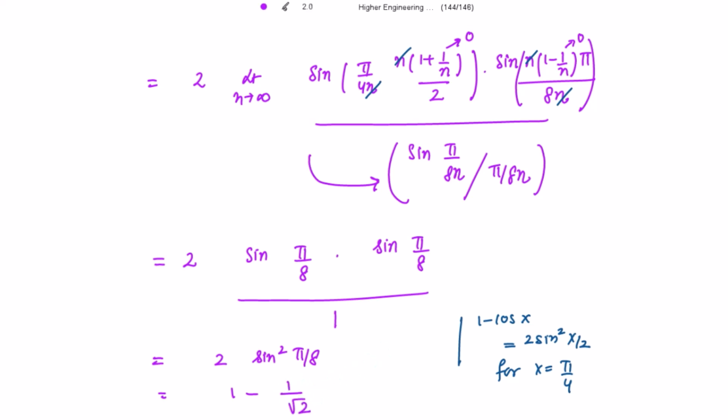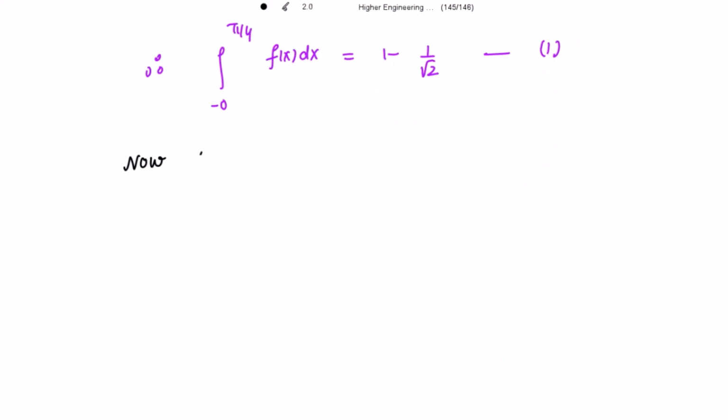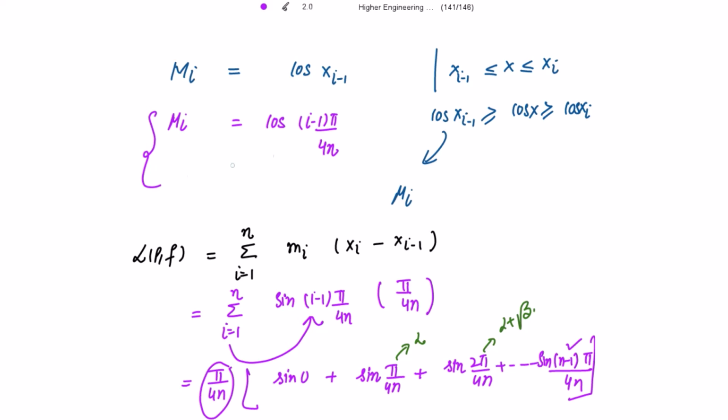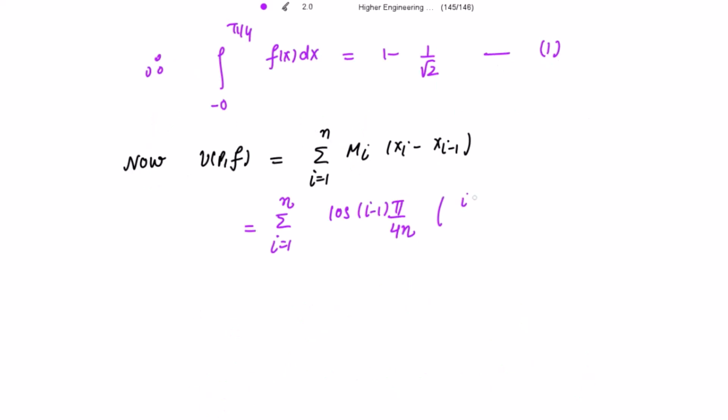So the lower Riemann integral is 1 minus 1 by root 2. And now finding the upper Riemann sum, that is summation i going from 1 to n, capital Mi times xi minus xi-1. What is capital Mi? It is cos of (i minus 1) pi by 4n. And xi minus xi-1 is i pi by 4n minus (i minus 1) pi divided by 4n.